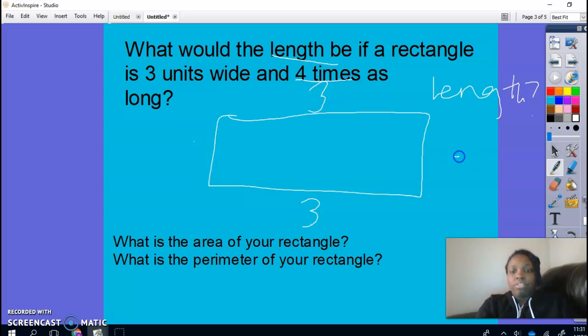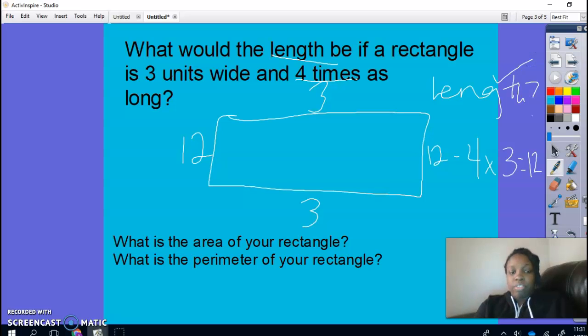So I need to figure out what my lengths are, but I know it's 4 times as long. That doesn't mean 4 goes right here. 4 does not go right there. That means I have to multiply 4 times as long as my width. So that means 4 times 3, which equals what? 12. So that means my length is actually 12. So I have my length. Good, check off. My length is 12.